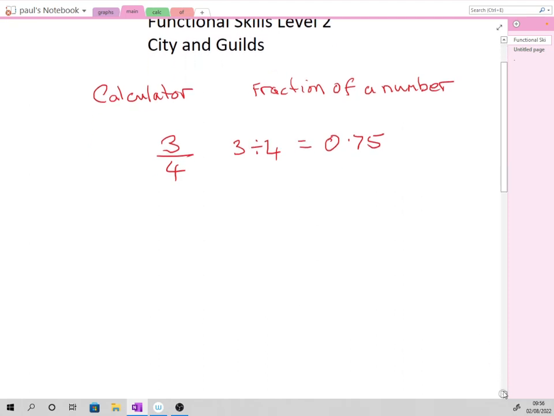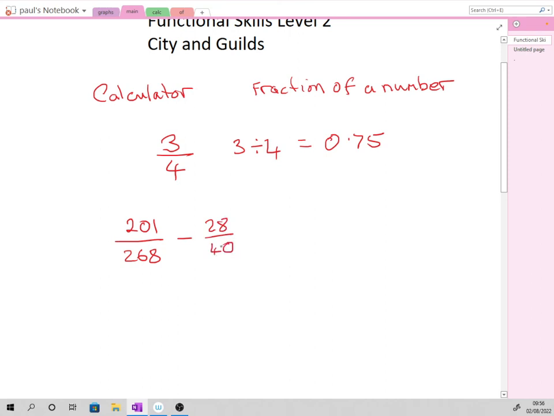And this can be handy sometimes. If you're doing something really awkward, say 201 over 268 subtract 28 over 40. Now normally, without a calculator, we'd be multiplying these two at the bottom, cross multiplying, but the numbers are going to get huge. So let's change these with a calculator into decimals. And of course, in any exam, if you've got a calculator handy, use it. Don't sit there and struggle trying to do everything.